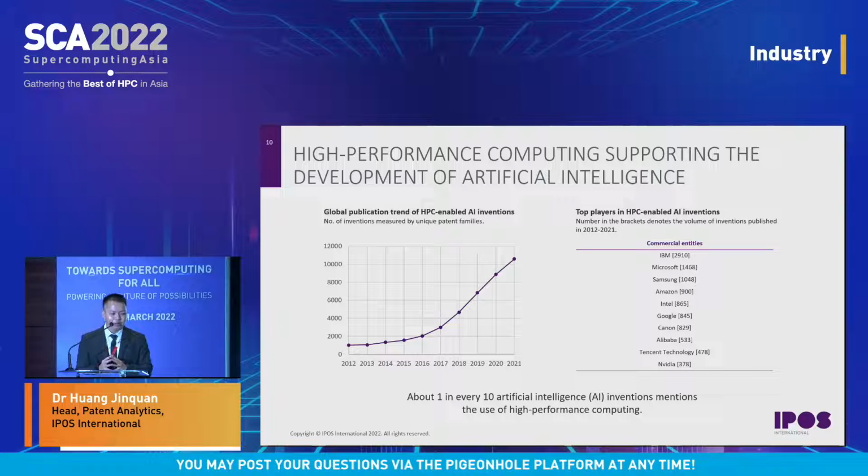when developing AI. IBM, for example, has close to 3,000 inventions that effectively translate into 1 in every 3 of their inventions making use of high performance computing. And as an illustration, to see how HPC is used for different purposes, it can be best demonstrated from a user perspective.